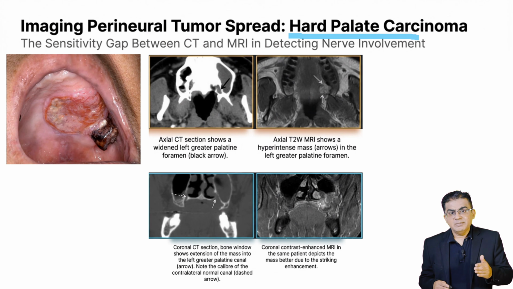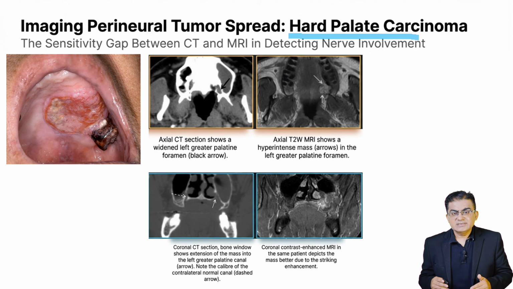But now look at the MRI right next to it. The T2 weighted MRI isn't just showing you a widened bony hole, it is showing you the actual hyperintense tumor mass itself sitting right inside that space. And look at the image on the far right. When we add contrast to a coronal view, the enhancement of that mass is absolutely striking. With the CT, you are just inferring the tumor might be there, but with the MRI, you are staring right at the tumor.